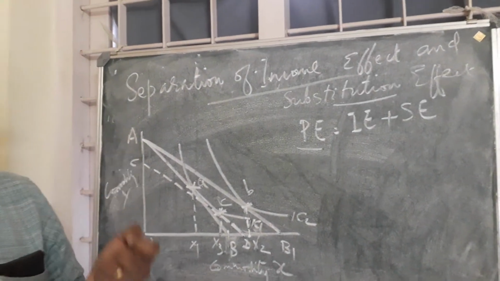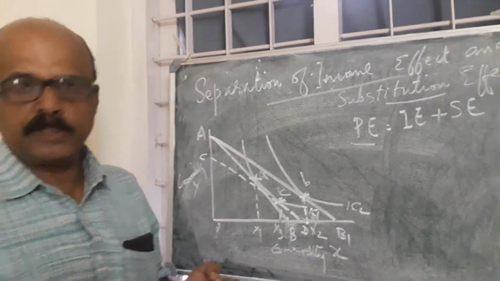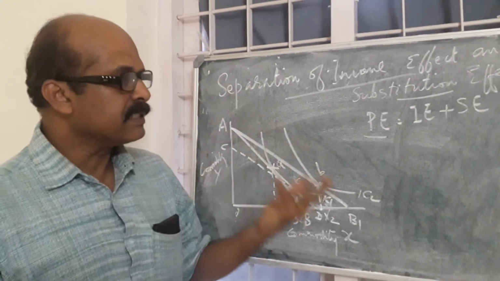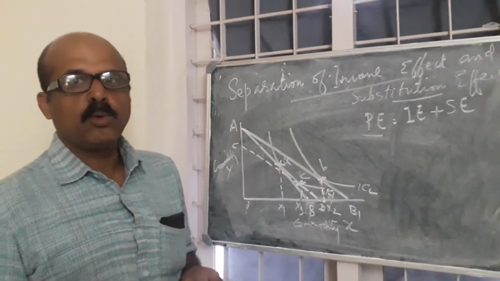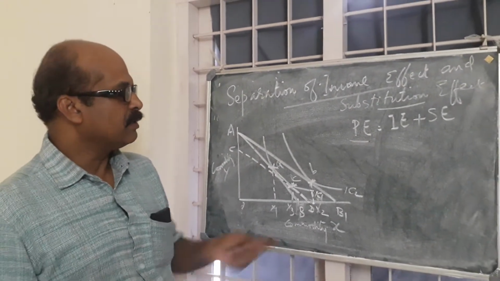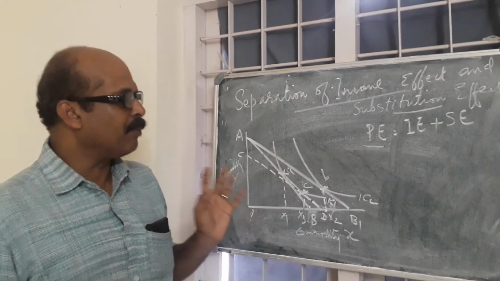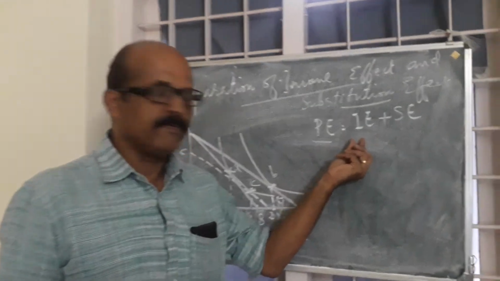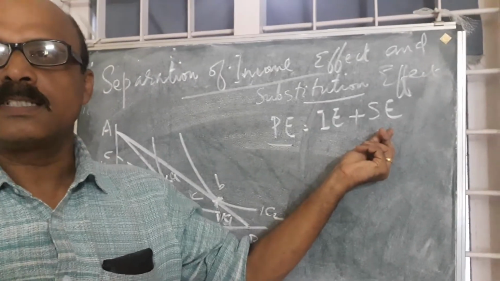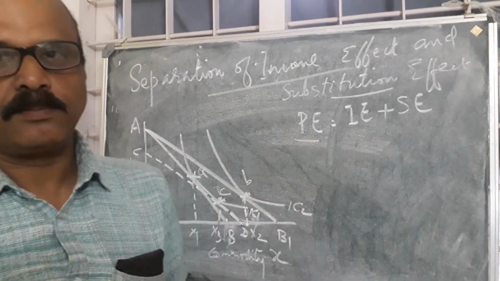As the result of a fall in the price of a commodity, what is the resultant change in the quantity demanded? That is known as the total price effect. It has two parts, two components. One is the income effect and the other is the substitution effect.